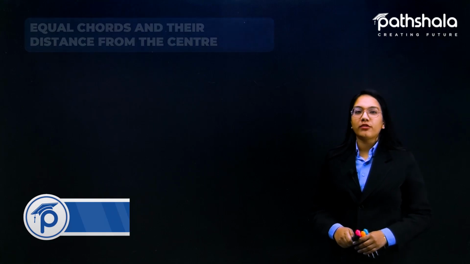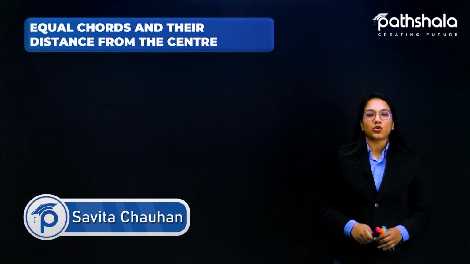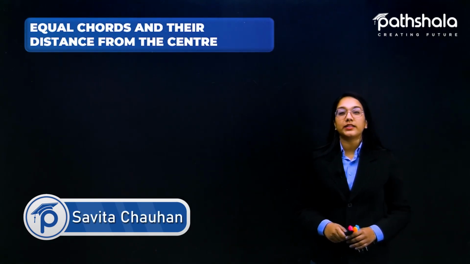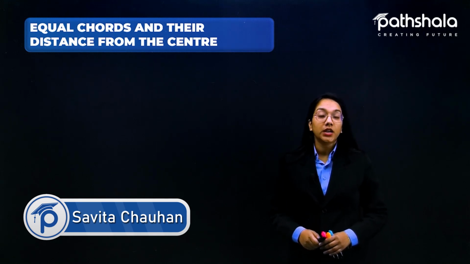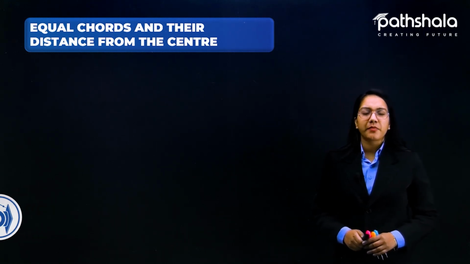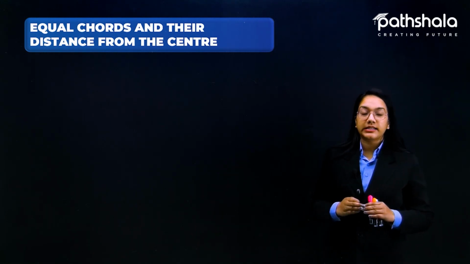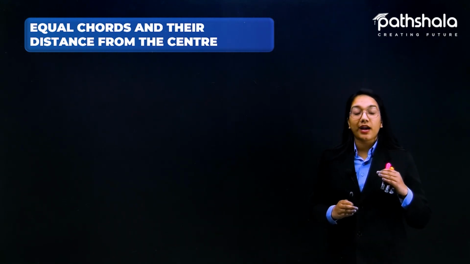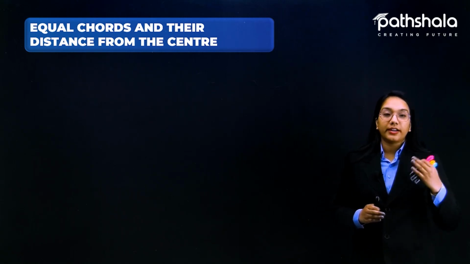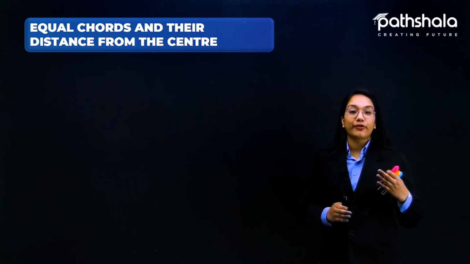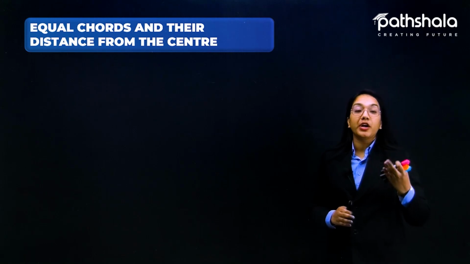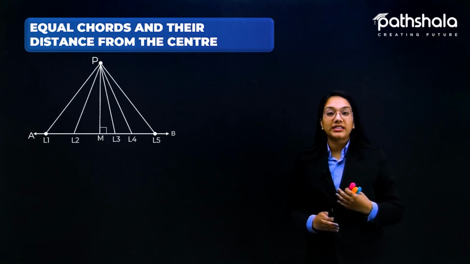Now let's move further towards the concept called equal chords and their distance from the center. Suppose I take any particular line AB and there exists a point P, such that I am drawing different line segments from the point P towards the line AB in such a manner.